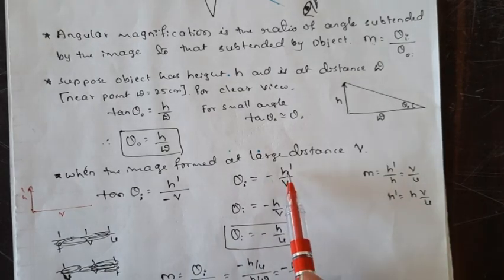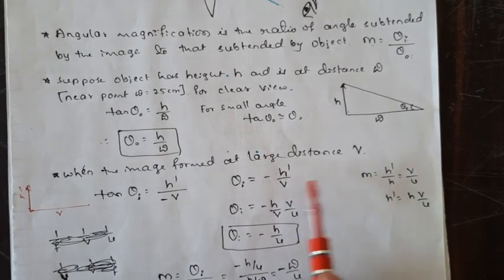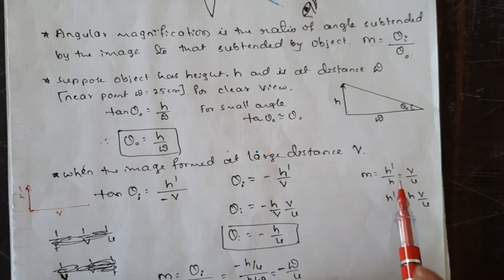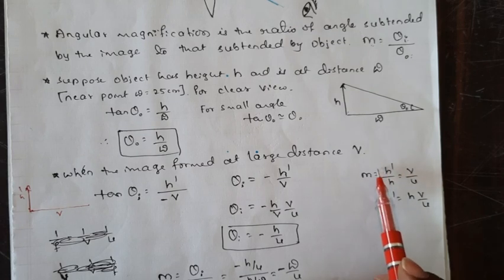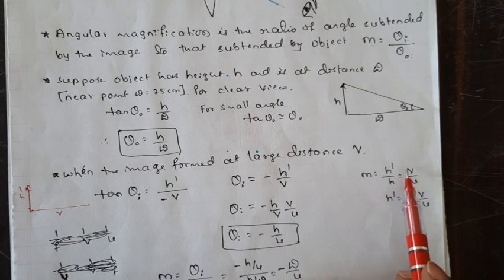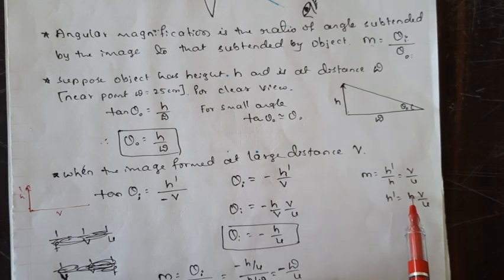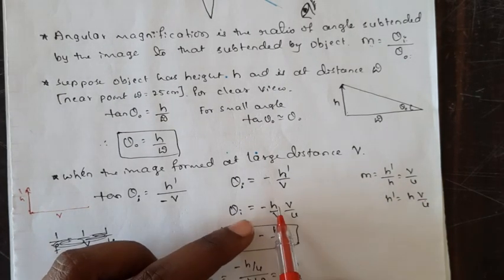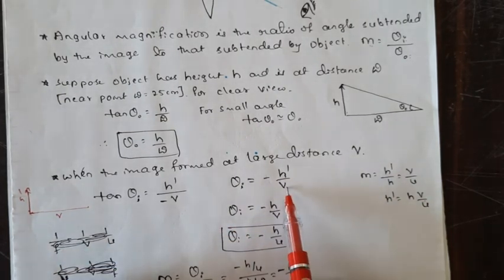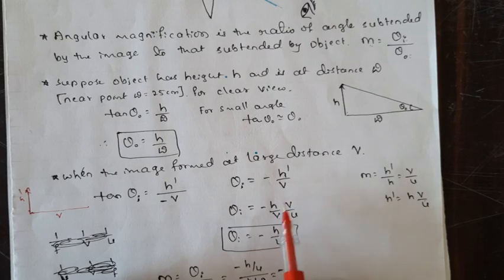So instead of taking the h dash, we write the term in terms of h. We know the magnification is equal to h dash by h. So h dash is equal to h into v by u. Now I replace the h dash by h into v by u. I'll write h as it is, v by u as it is, and this v as it is in the denominator with the negative sign. Now v cancels, and theta I is equal to minus h by u.